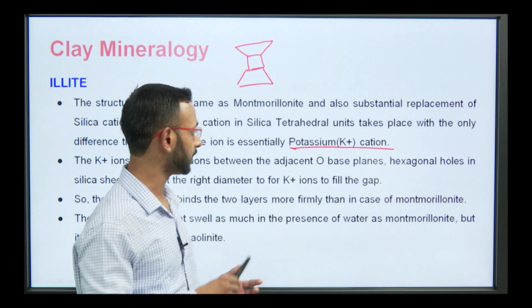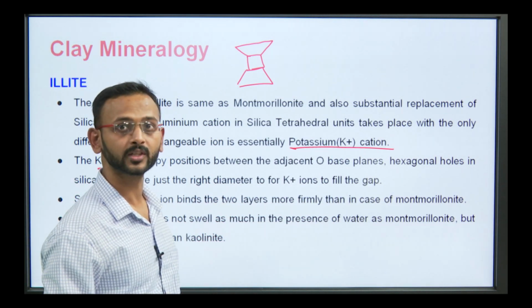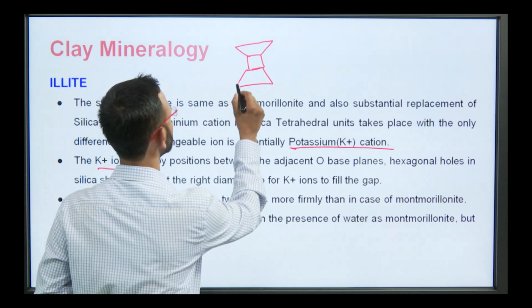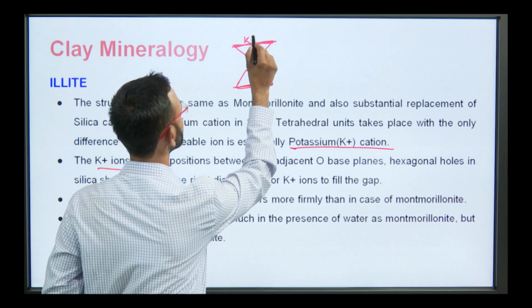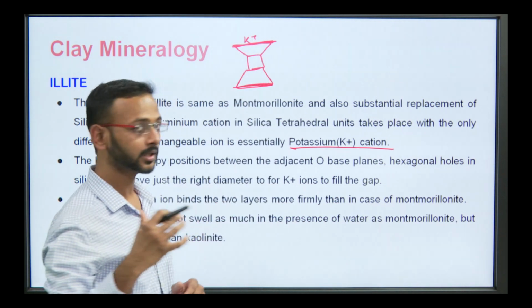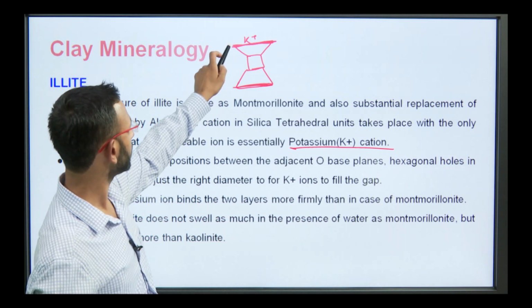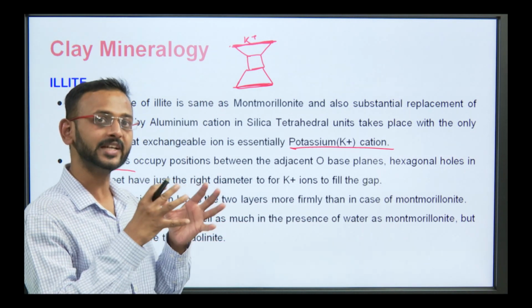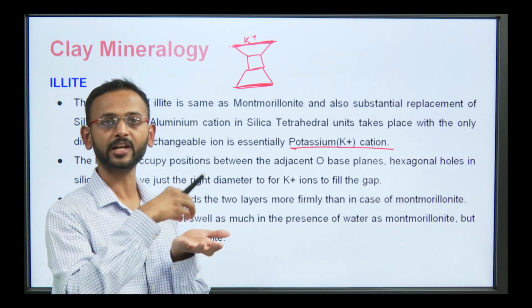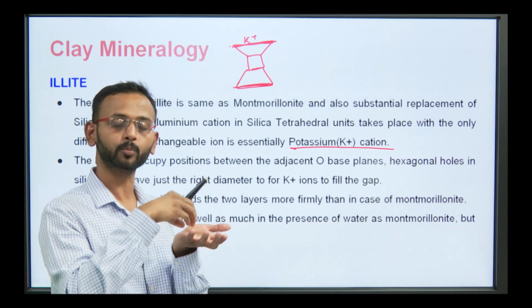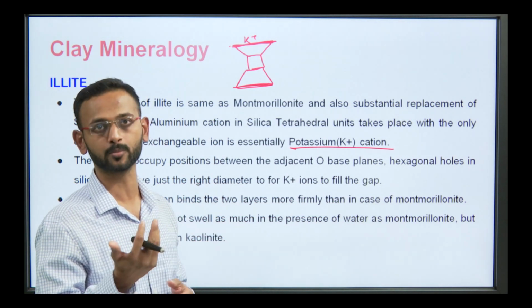Understand another thing here, that these K plus ions occupy the positions between the adjacent O base planes; this one will be the O base plane, and this one will be the O base plane. So the K plus will be here, and the hexagonal holes in the silica sheets have just the right diameter to fit the K plus ion. Since they fit right, they will occupy that position, and there will be some difficulty in removing them when the water comes in.